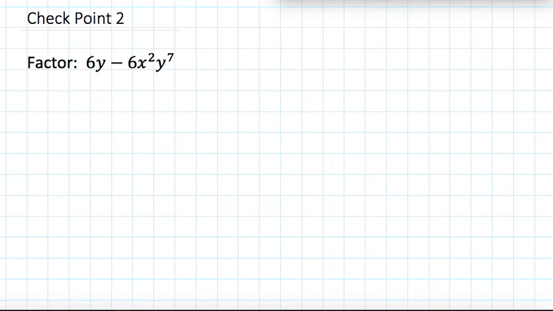So next you should do checkpoint problem number 2. It's quite similar. Do this in your notes, and then you can move on with the last example in the video.